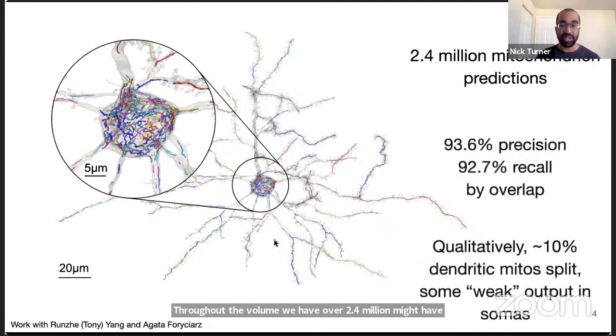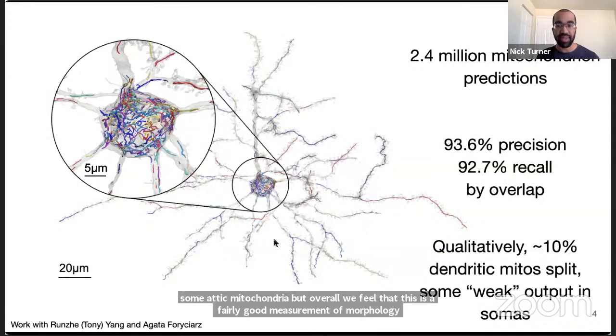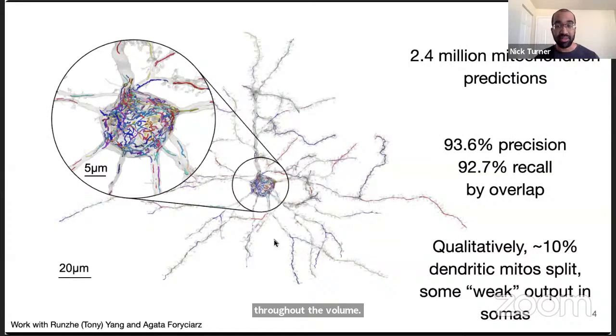If you judge the segmentation by overlap in some smaller ground truth volumes, you see fairly good precision and recall metrics, where errors in these scores often mean that a segment is split or merged respectively, not that it's entirely missing or falsely present. Some dendritic mitochondria split and some output doesn't fully cover somatic mitochondria, but overall we feel that this is a fairly good measurement of morphology throughout the volume. There's a lot to see here, and I'll take you through some of the details, but it's worth taking a moment to motivate.